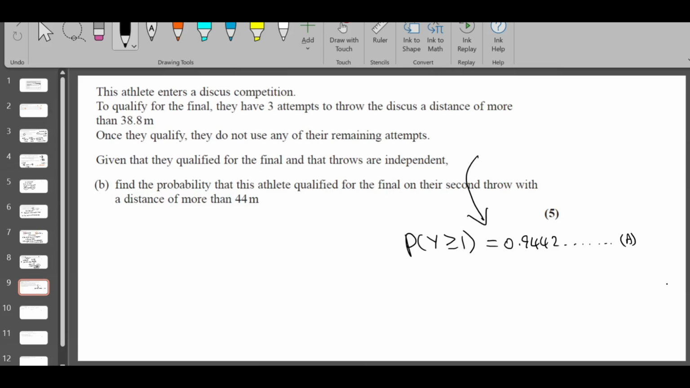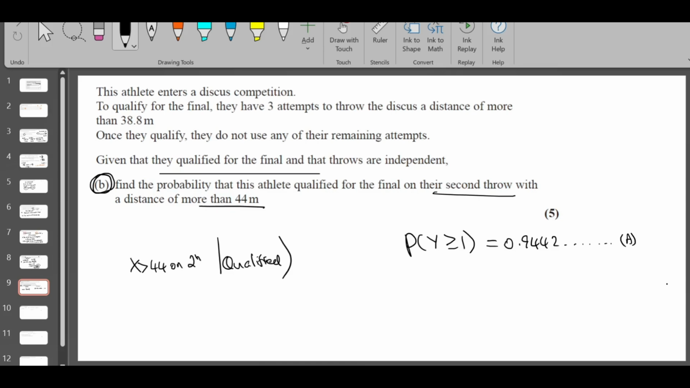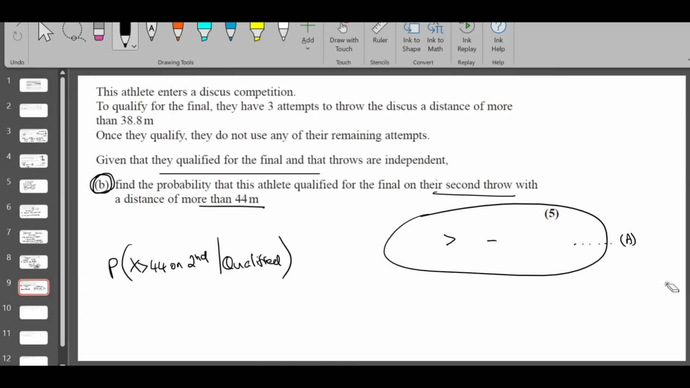Okay. Now what does exactly question B say? Given that they qualified for the final. So whenever they say given that a condition, that's conditional probability. So the person has qualified for the final. Find the probability that this athlete qualified for the final on the second throw with more than 44. X is greater than 44 on second throw. They want you to calculate this probability. Okay. So remember we have stored this value as A.